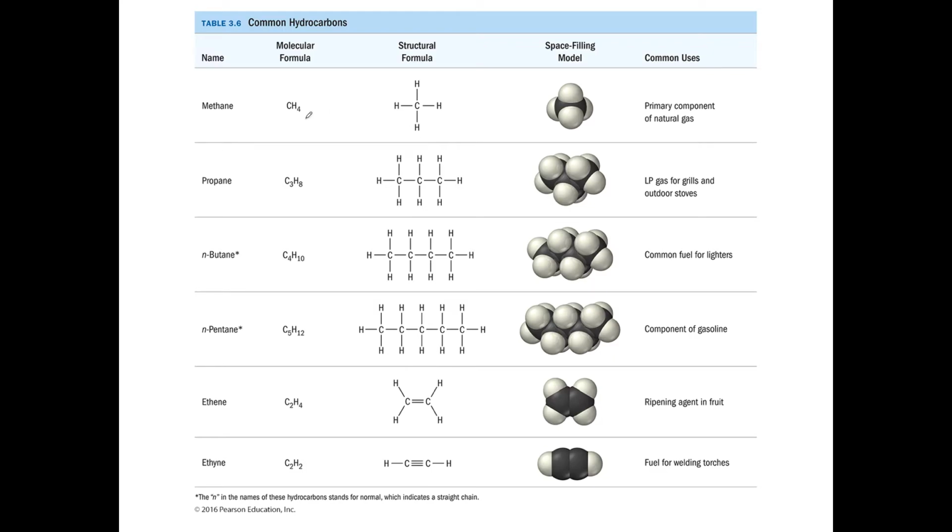The simplest hydrocarbon is CH4. Can you see how this only has a C and an H in it, right? CxHy. Well, in this case, x is only 1, y is 4. But hydrocarbons all have that general formula. The structural formula of this hydrocarbon is C with 4 H's, right? And there's the space filling model. The primary component of natural gas is methane. Propane, LP, is used for gas grills and outdoor stoves.